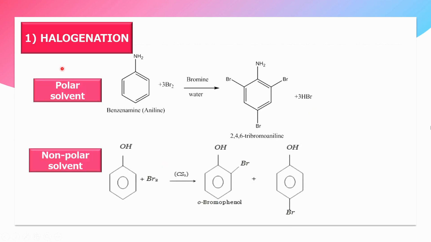The first is halogenation, which is really simple. If we are using a polar solvent like water, the bromine would get substituted on all the sides of the ortho and the para positions, making 2,4,6-tribromoaniline and expelling HBr. But if you want to have bromine only at the ortho or para position, we will use a non-polar solvent like carbon disulfide.